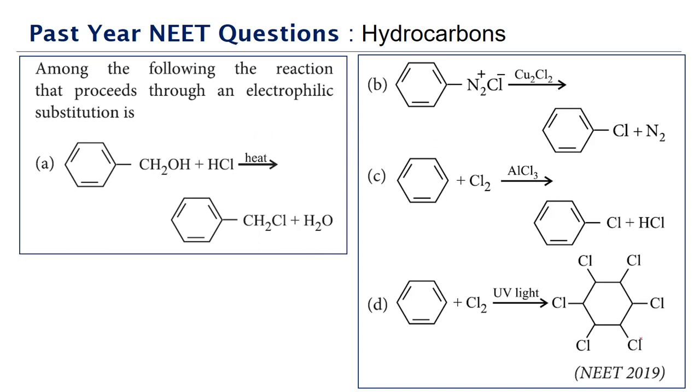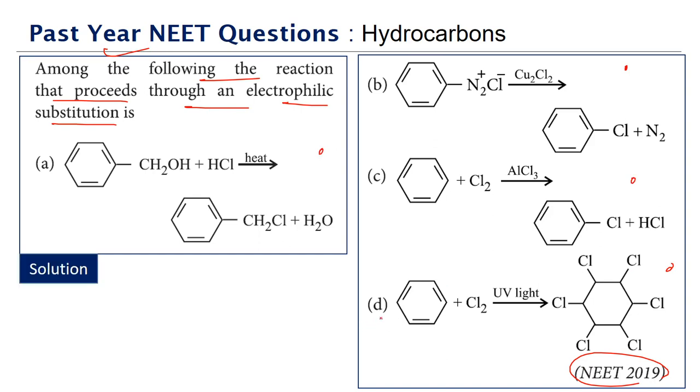Next we have another question that came in NEET 2019. Among the following, the reaction that proceeds through an electrophilic substitution is: they give us 4 reactions, A, B, C and D. We have to find out which of them follows electrophilic substitution. Where do we see electrophilic substitutions? In aromatic compounds, typically benzene and benzene derivatives. When the benzene hydrogens or benzene derivative hydrogens are substituted, they are substituted by the electrophilic substitution mechanism.